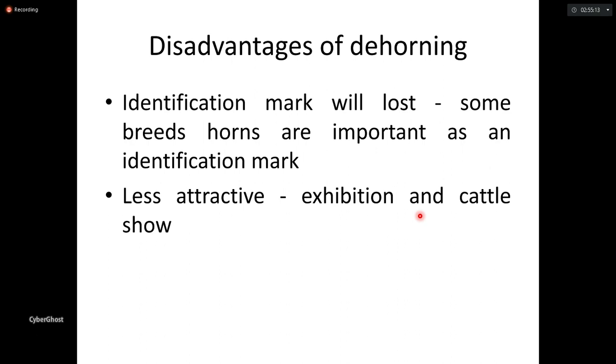The basic thing is they will lose an identification or unique characteristic of these breeds or species. There are some animals which are identified based on these characteristics. So that is an identification mark for these animals.